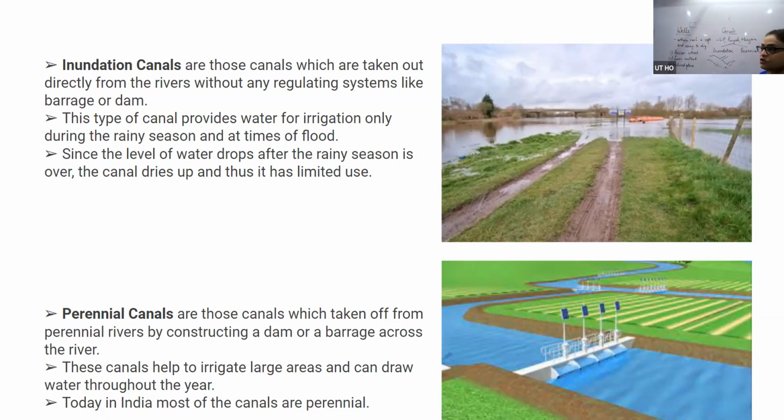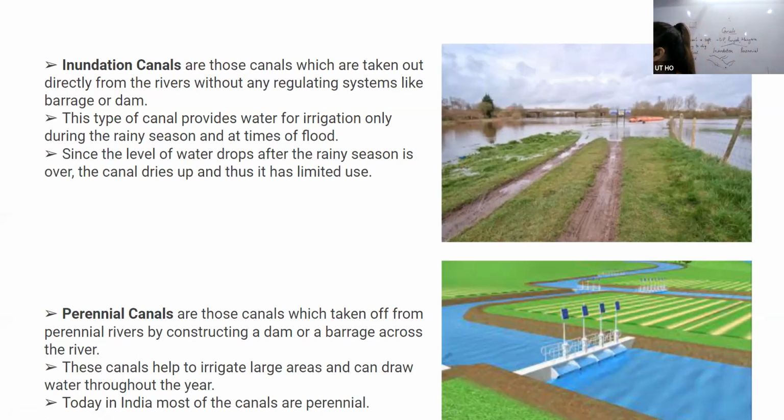So this could be a disadvantage, right? Because only in the rainy season they provide water. Since the level of water drops after the rainy season is over, the canal dries up. Like now you can see the force of the water is not much. So the water is not flowing through these canals.